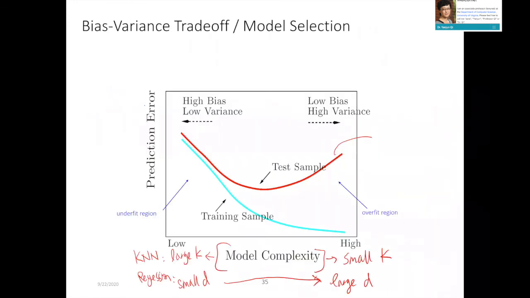This page repeats what I said. It is very important to realize what we mean by a more complex model for different kinds of models: more complex, versus less complex and more rigid.